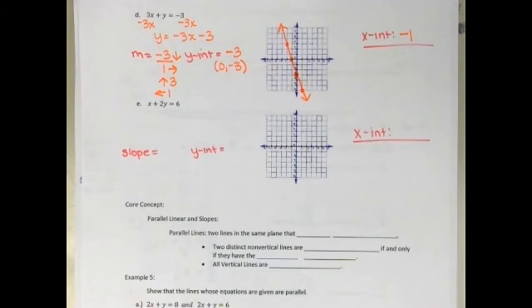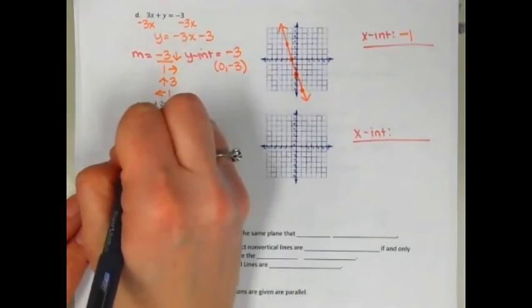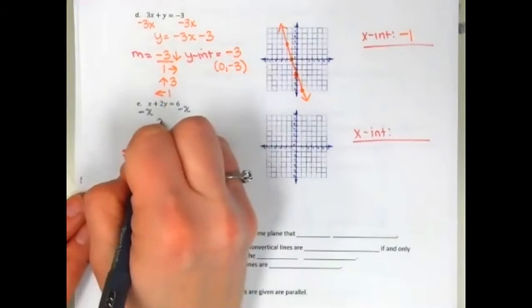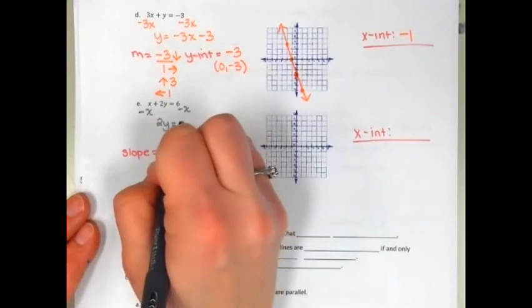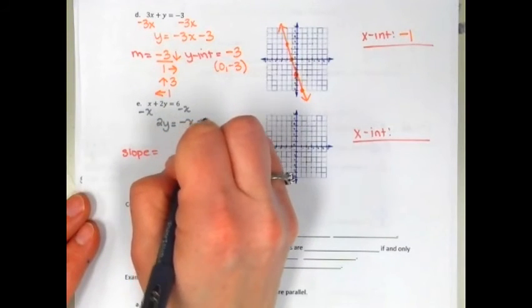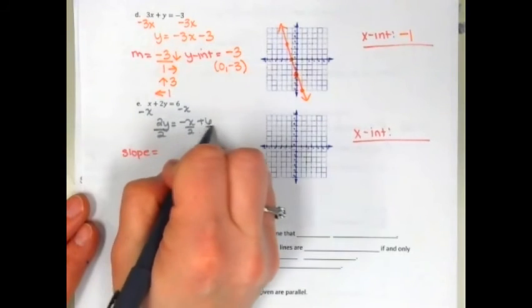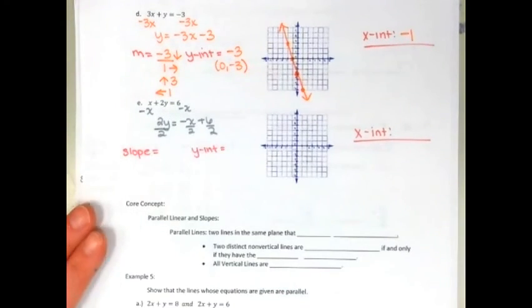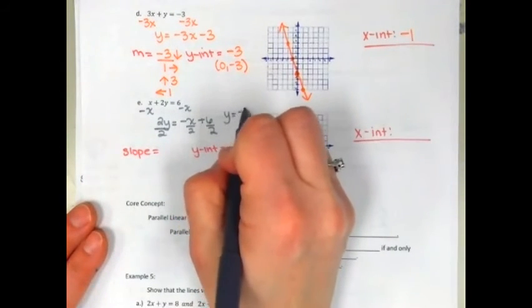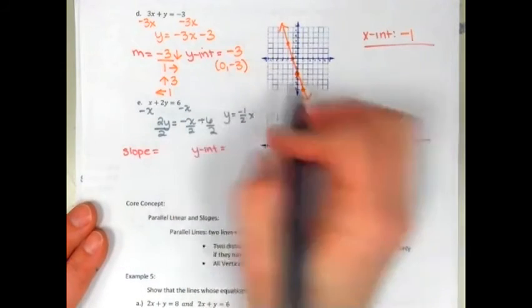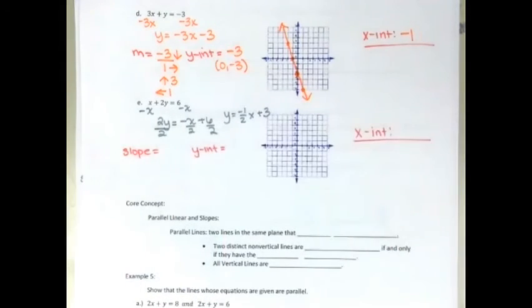All right, E. How would I solve for y here? Subtract the x, yep. So I have 2y equals negative x plus 6, and then what? Divide by 2. What's a negative x divided by 2? Negative 1/2 x. And 6 divided by 2? 3. So what is my slope here?